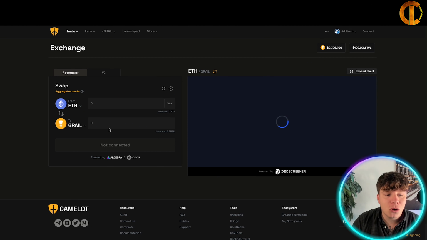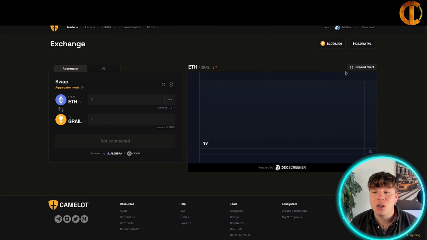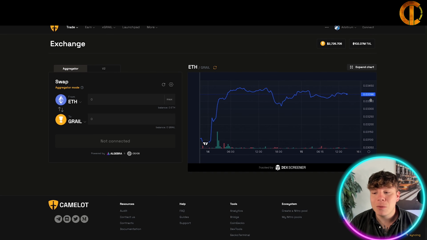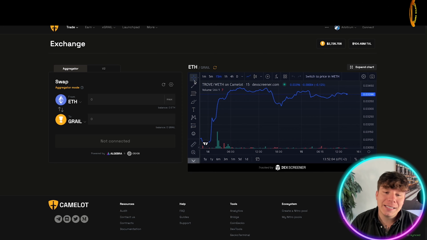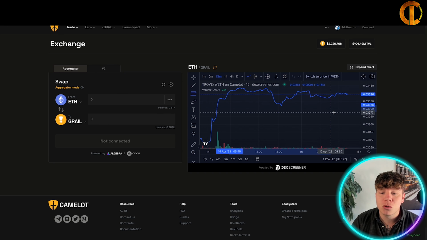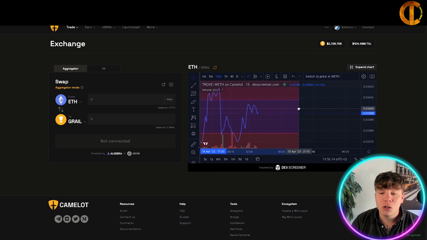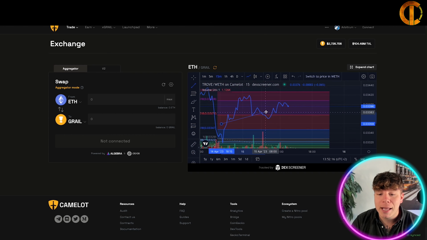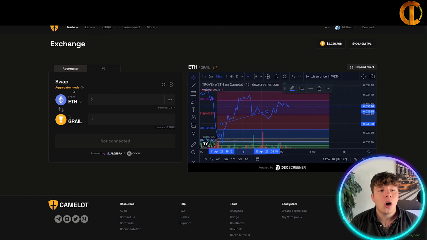We've got the ETH to the Grail, and you can transfer and have a look, once the chart loads up, at exactly what price we're sitting at. Here, guys, it's basically like TradingView, the one that everyone uses if you're a trader, but this is really, really easy with Dex Screener. You can still draw it up as you need to. If you want to draw your fibs on there, if you want to draw your trend lines, everything's on there to use on this exchange.